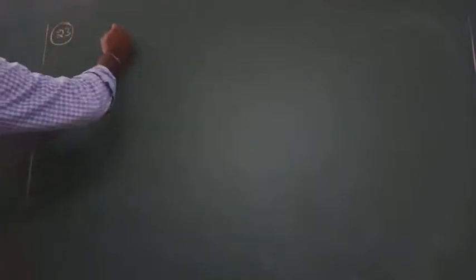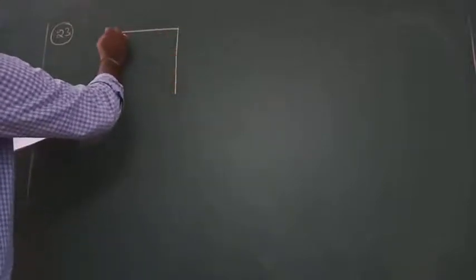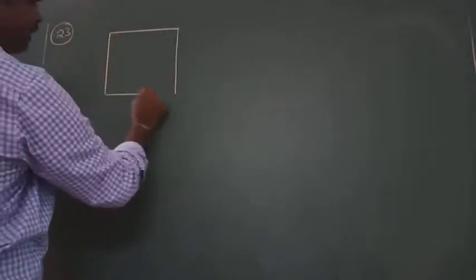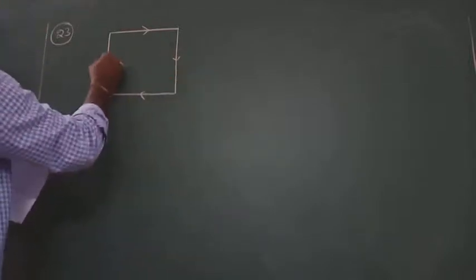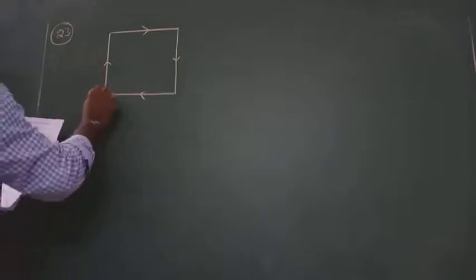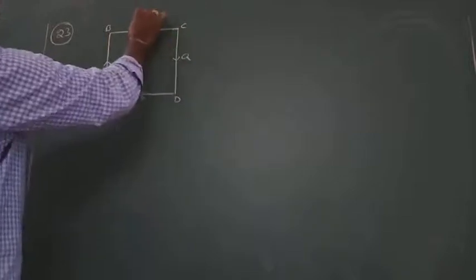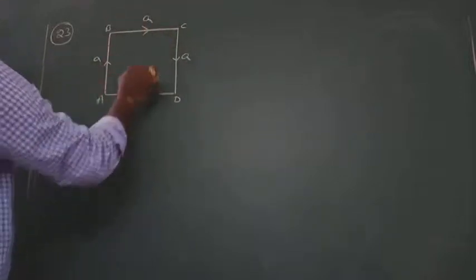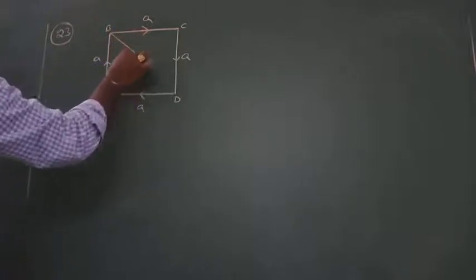In problem 23, see problem number 23. A wire in the form of a square of side A carries the current I. ABCD is the square of side A. Find the magnetic field at the center of the square loop.